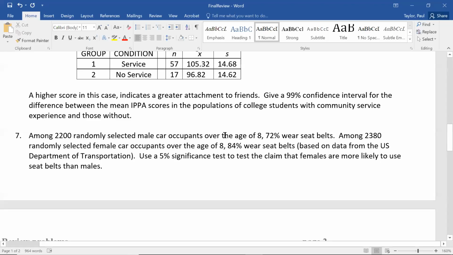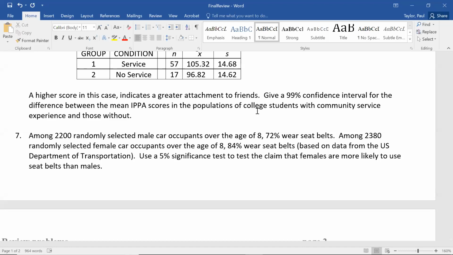Okay, number 7. Among 2,200 randomly selected male car occupants of age 8, so these are 8-year-old boys, 72% wore seatbelts. Among 2,380 randomly selected female car occupants of age 8, so 8-year-old girls, 84% wore seatbelts based on data from the US Department of Transportation.